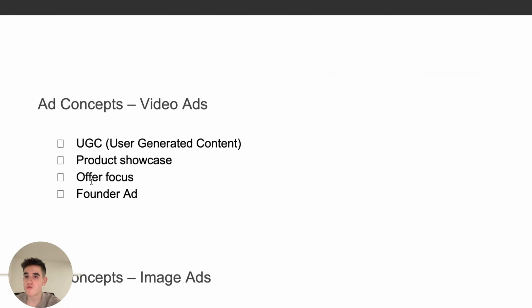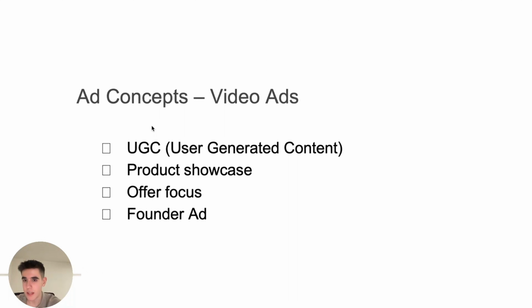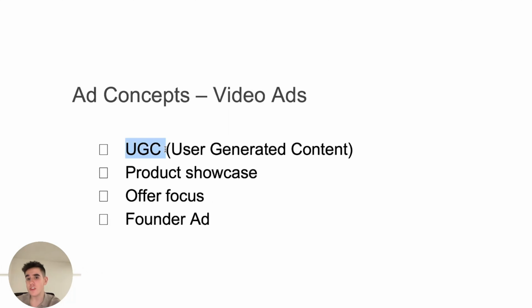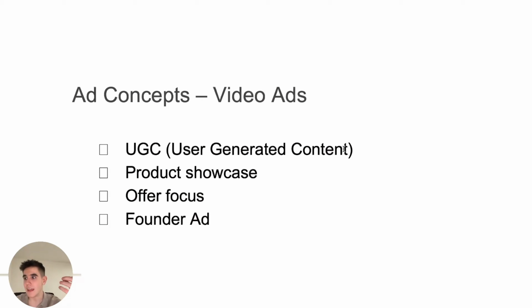Let's look at the most relevant ad concepts when it comes to video ads. First of all, I've written down UGC, which is user-generated content. That's where people sit in front of a camera and hold the product, showcase it, show their reactions, maybe unbox it, and all that kind of stuff. That is UGC. So if you've seen that before, now we have a name for it, right?